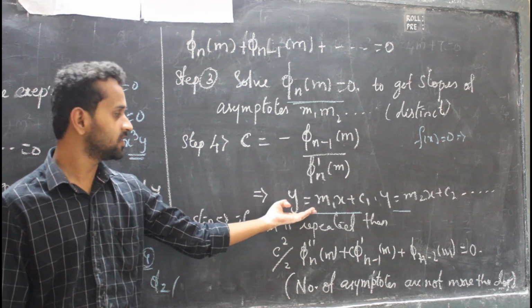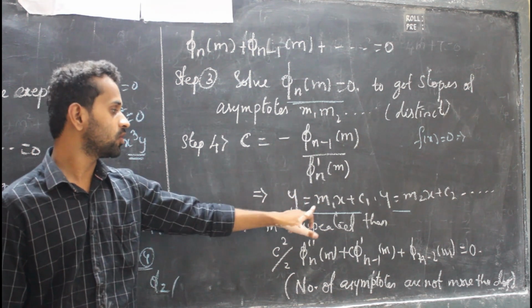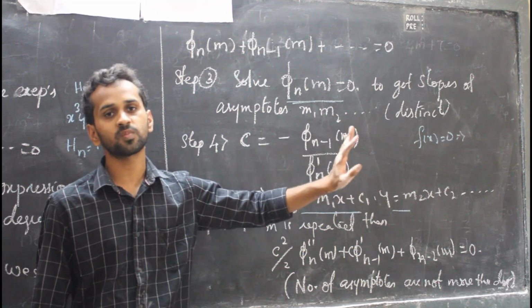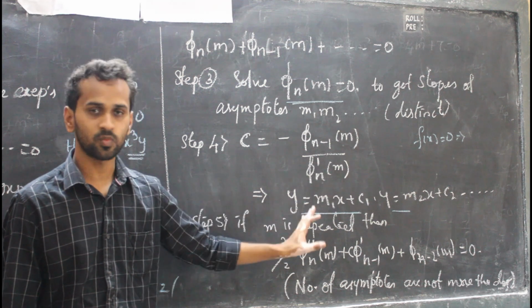What are we getting here? The lines here. Look, asymptotes are the same as lines here. So y equal to mx plus c. Look at here, y equal to mx plus c is a straight line equation, right? So y equal to mx plus c will be an asymptote for me.